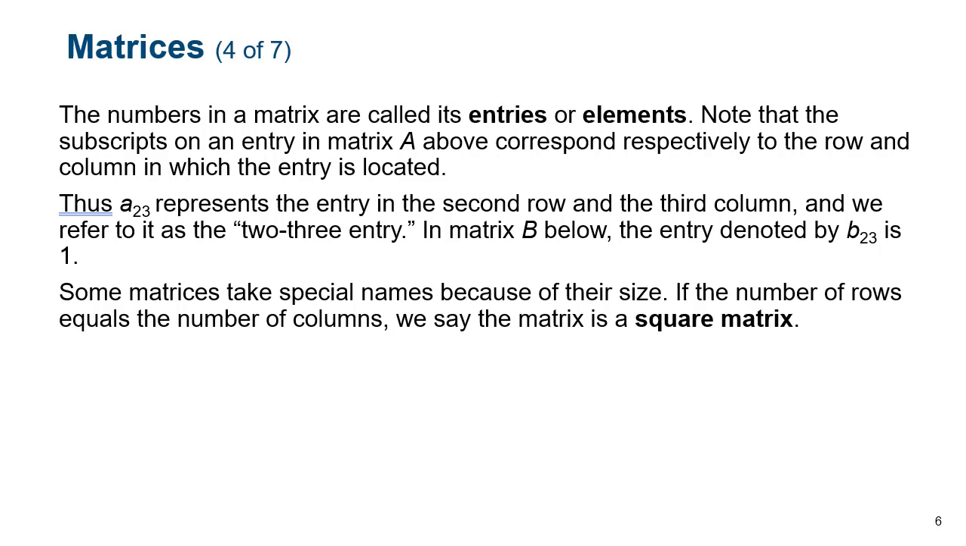The numbers in a matrix are called its entries or its elements. And if you paid attention a couple slides ago, the subscripts, those little numbers that are smaller and below it, correspond to what row they're in and what column they're in. For instance, A23 tells you that that number is in the second row, third column, and so on and so forth. A square matrix is just a special name we give to a matrix that has the same number of rows and columns. Pretty obvious, right?